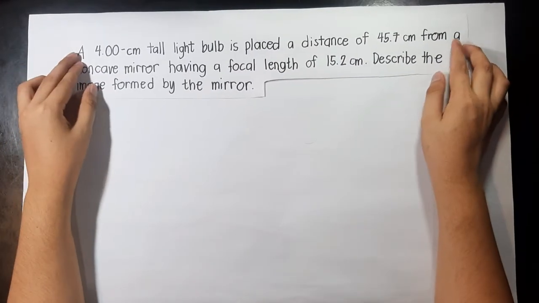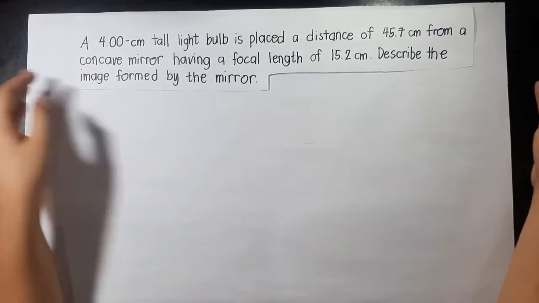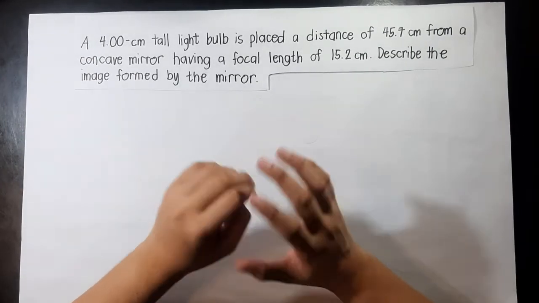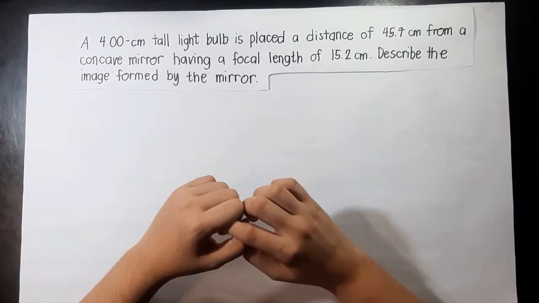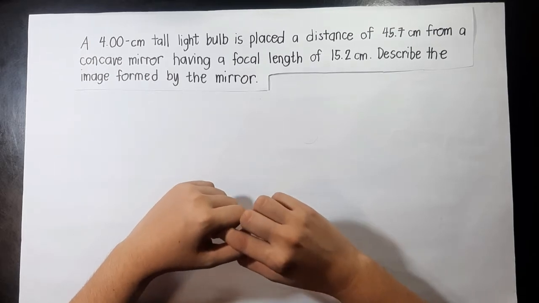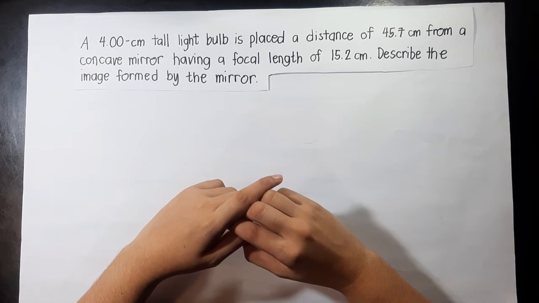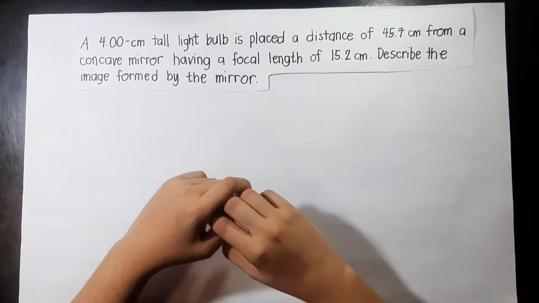So this time, we are going to solve problem using mirror equation. So I prepared here an example problem. A 4 cm tall light bulb is placed a distance of 45.7 cm from a concave mirror having a focal length of 15.2 cm. So for this particular problem, we are asked to describe the image formed by the mirror.